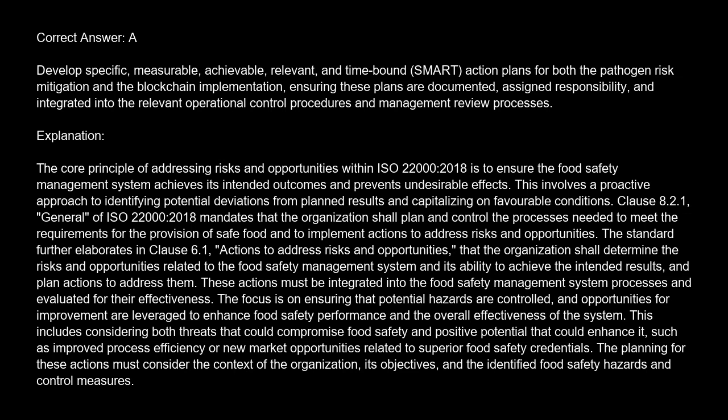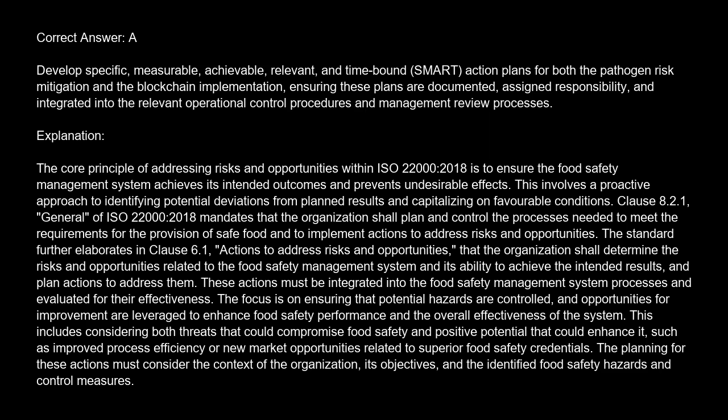The correct answer is A. Develop specific, measurable, achievable, relevant, and time-bound, SMART, action plans for both the pathogen risk mitigation and the blockchain implementation, ensuring these plans are documented, assigned responsibility, and integrated into the relevant operational control procedures and management review processes. Explanation. The core principle of addressing risks and opportunities within ISO 22000-2018 is to ensure the food safety management system achieves its intended outcomes and prevents undesirable effects.